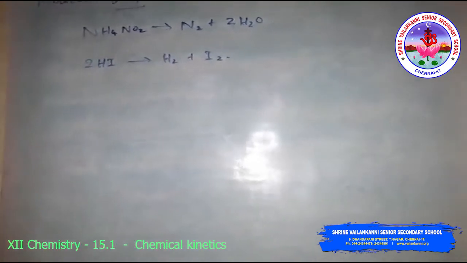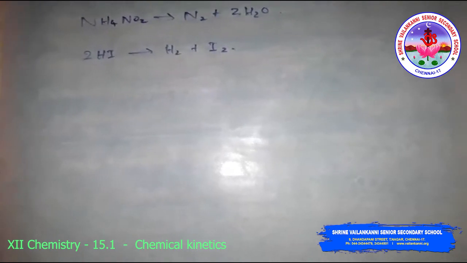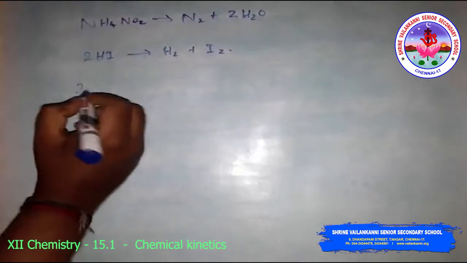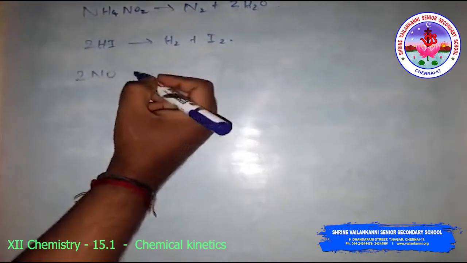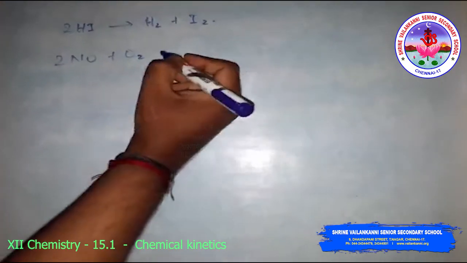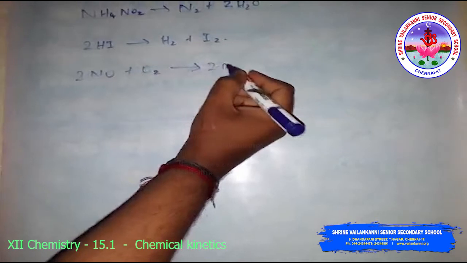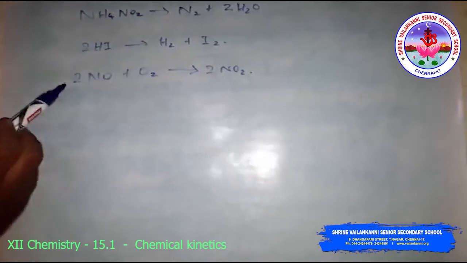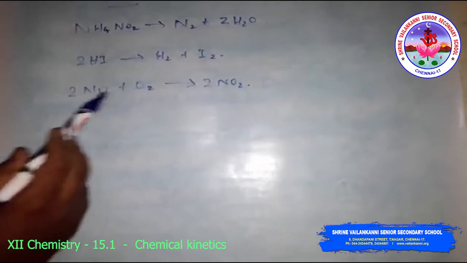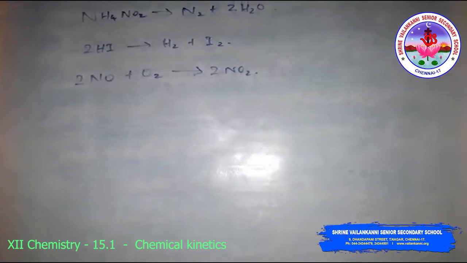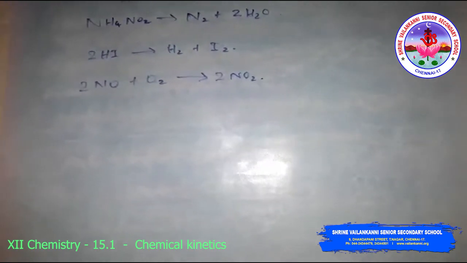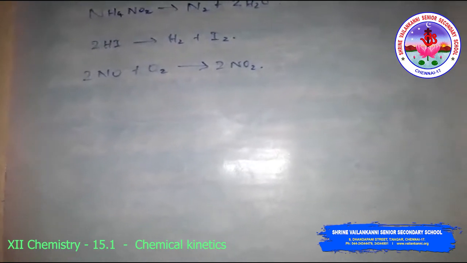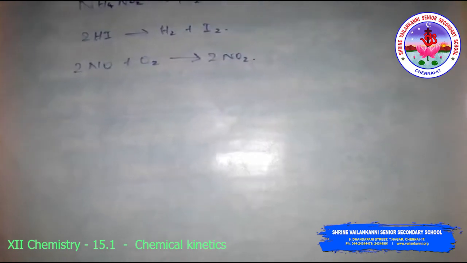Then the trimolecular or termolecular reaction involves the simultaneous collision between three reacting species. Example, 2 moles of nitrogen monoxide and 1 mole of oxygen gives 2 moles of nitrogen dioxide. This is one, this is two: unimolecular, bimolecular and trimolecular. So this is trimolecular. Then the probability that more than 3 molecules can collide and react simultaneously is very small. Hence the reactions with molecularity 3 are very rare and slow to proceed.